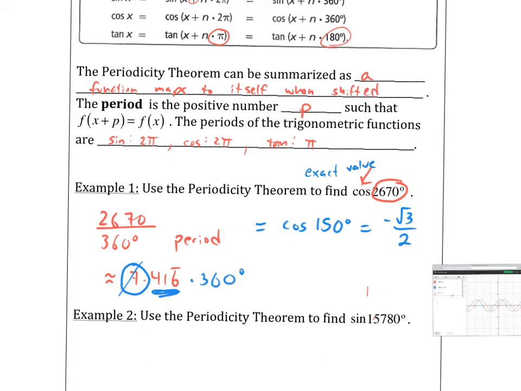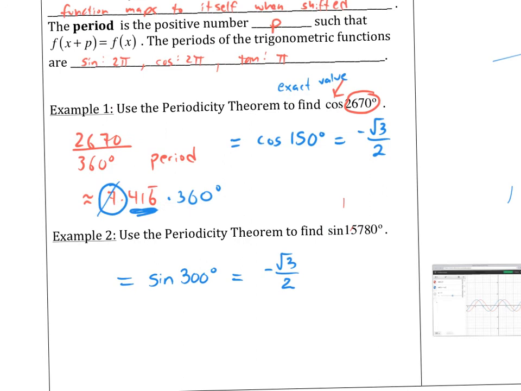So go ahead and attack example number two using the periodicity theorem. All right, and coincidentally, we get the same answer here. And remember that sine is the y value on the unit circle there.